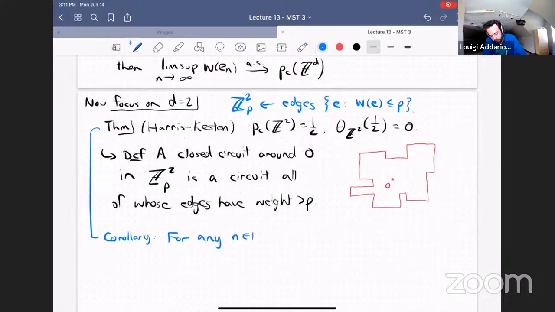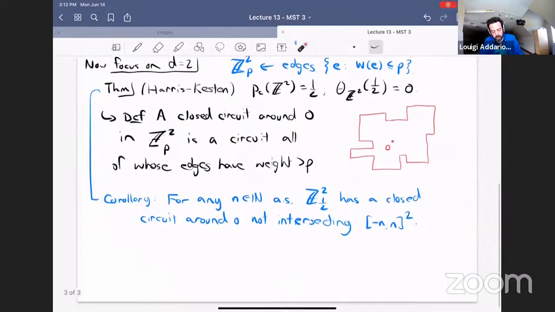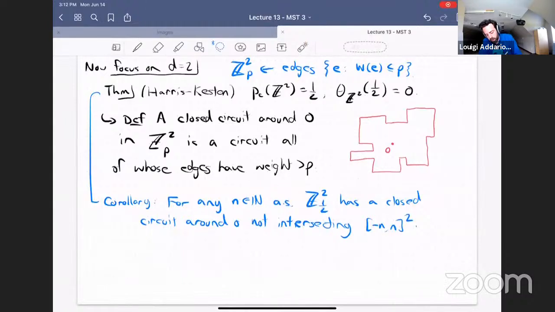So for any integer n, almost surely, the critical percolated lattice has a closed circuit around zero, which does not intersect the centered box of side length 2n around zero either. So not intersecting [-n, n]^2. Okay, so this is just saying that no matter how far away from the origin you go, you can still find with probability one some barrier, some closed circuit which witnesses the fact that the origin is not in an infinite component.